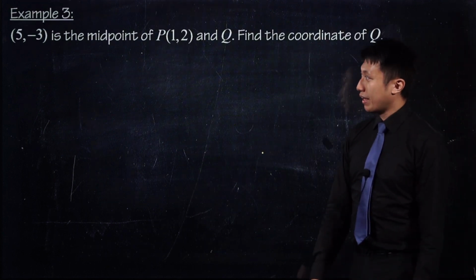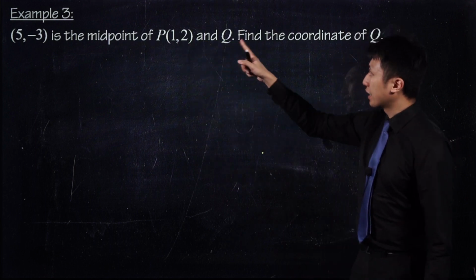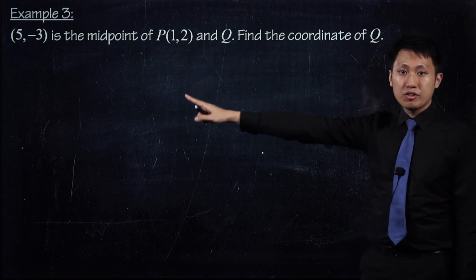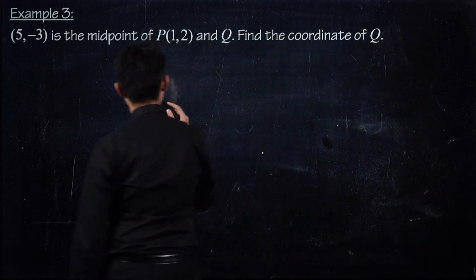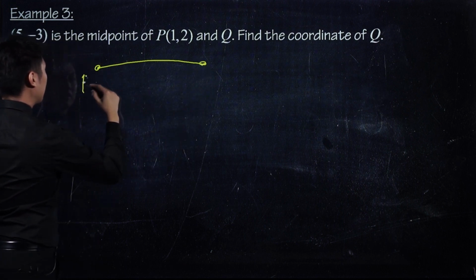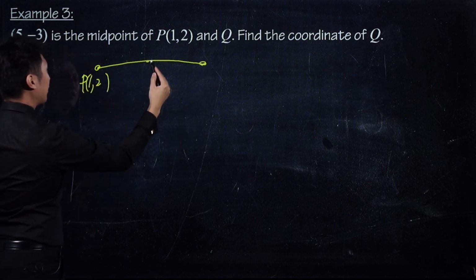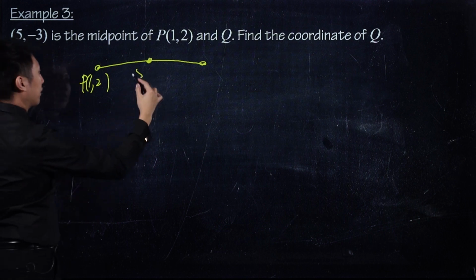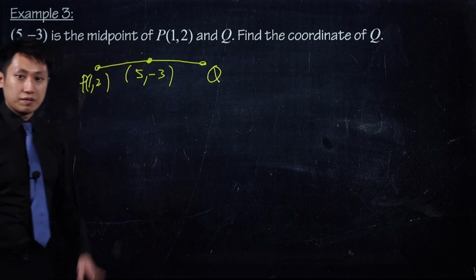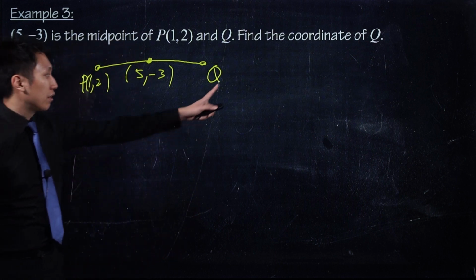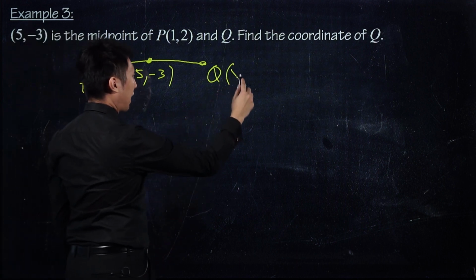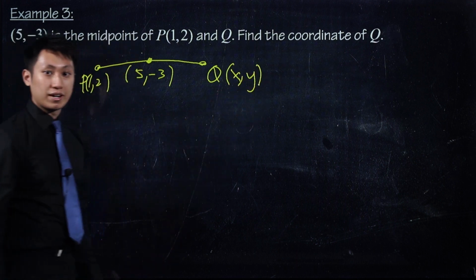Okay, (5, -3) is the midpoint of this one, P, and Q. So I'm not giving you Q anymore. I give you the midpoint. P is here, (1, 2). I tell you the midpoint here is (5, -3). Then I want you to find Q. So the first thing you need to do is to give a name to the coordinate. So let's say I call this (x, y). Then we can work very easily.